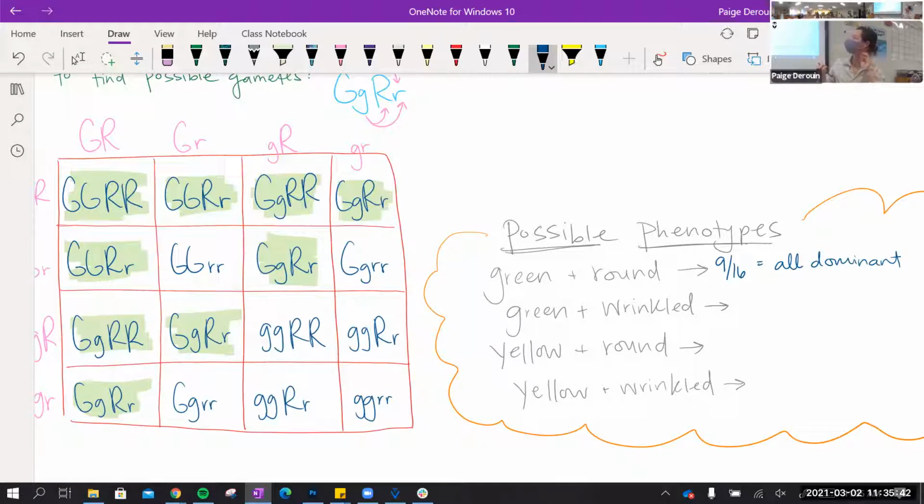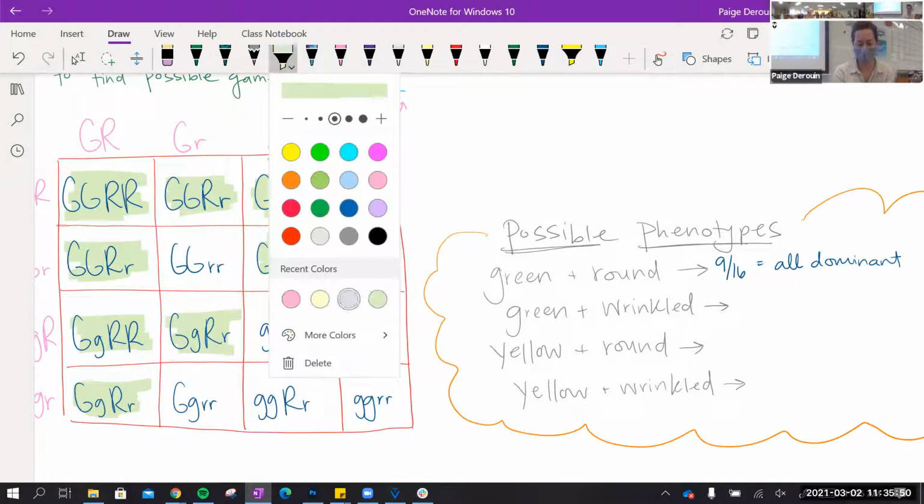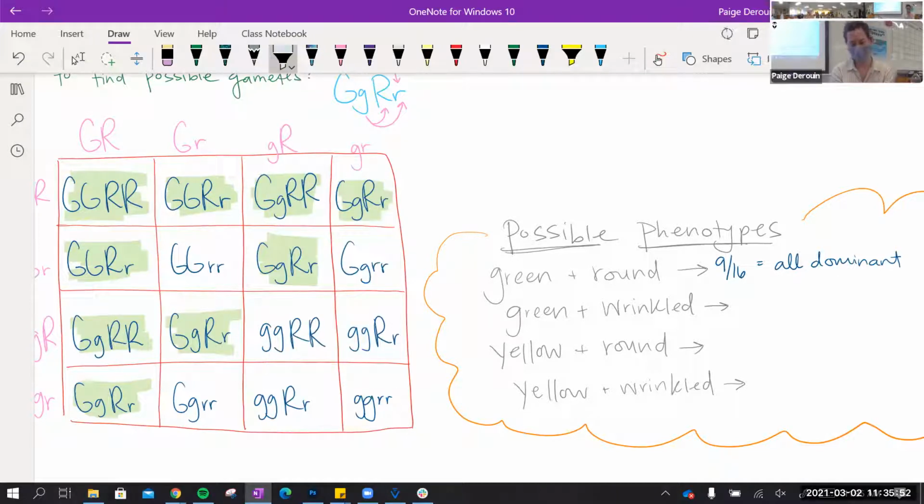Then we're going to look at the green and wrinkled ones. So they're dominant for color, but they're recessive for texture. I'm going to highlight them a different color. They have to have one big G and they have to have small R's. So this one counts, this one counts, and this one counts. So that will equal 3/16. They have one recessive.